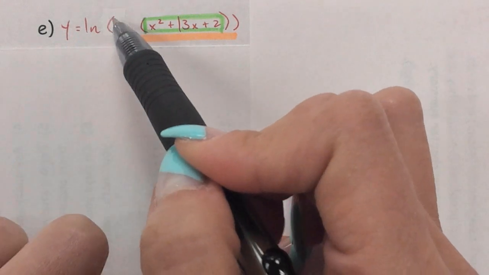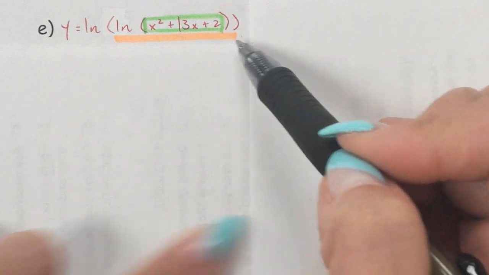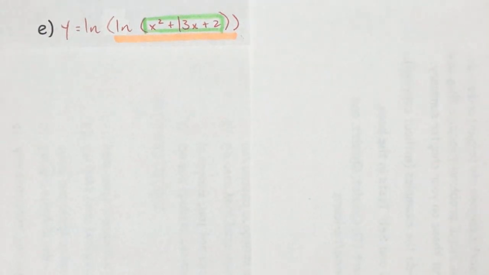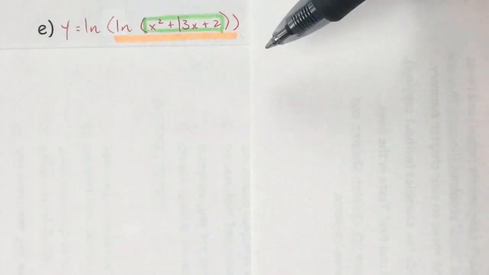I didn't put a whole box around it, but the main ln is this whole thing as a box, just that orange part. Okay, so this has a box within a box. It's sort of like Inception style. I don't know if you watched that movie, but something within something, okay?